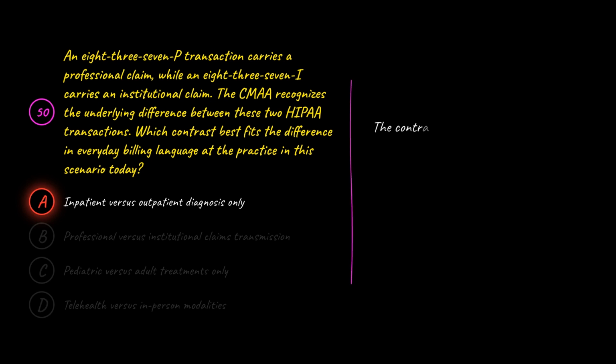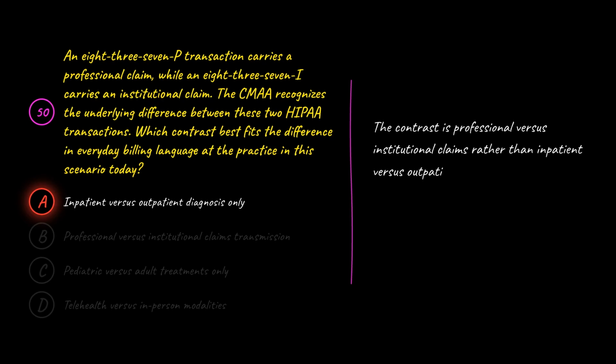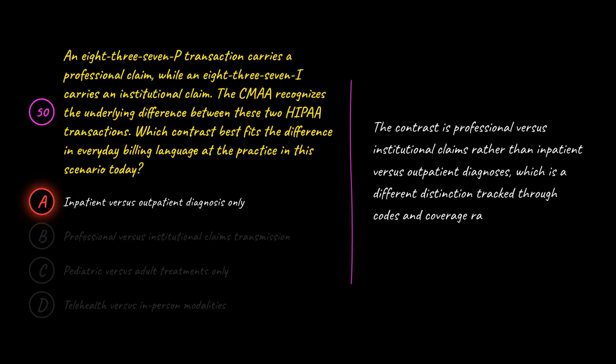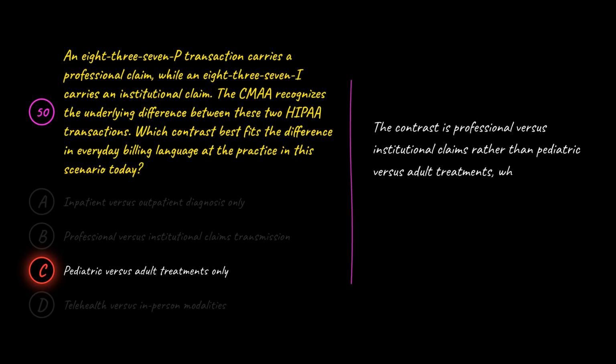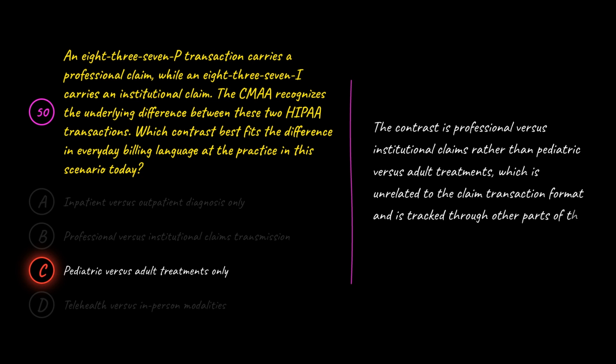A is wrong because the contrast is professional versus institutional claims rather than inpatient versus outpatient diagnoses, which is a different distinction tracked through codes and coverage rather than the claim transaction format itself. C is wrong because the contrast is professional versus institutional claims rather than pediatric versus adult treatments, which is unrelated to the claim transaction format and is tracked through other parts of the claim submission.